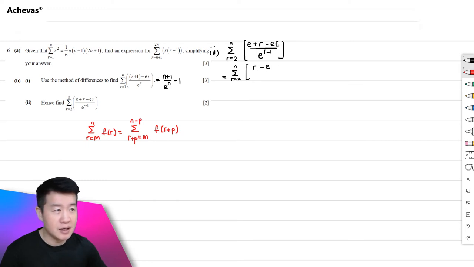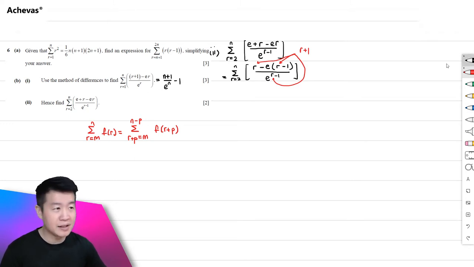So minus e, if I were to factorize out e from this r, I will have r. And then this e is supposed to become a minus 1. Right? Minus e times minus 1 will give me an e. So I have this divided by e to the power of r minus 1. And I can see if I can just replace all this r here, all this r here, and this r over here, right? If I can replace all this r here by r plus 1, then I will be getting this, I'll be getting this, and this, r plus 1 minus 1, I'll be getting r.